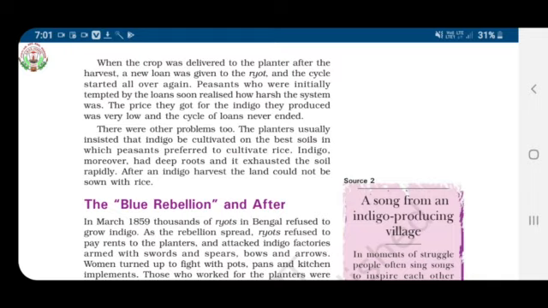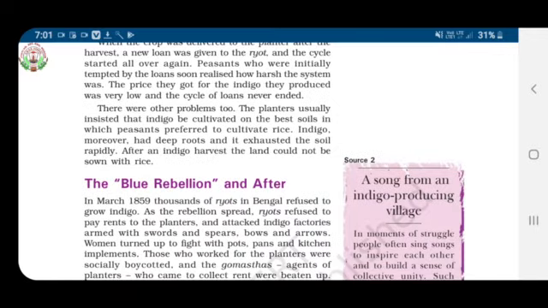Also, the cultivation of indigo required the most fertile land. The lands left were not suitable for growing other crops. Next, indigo cultivation required extra labor and time. So they did not have enough time and labor spared for food crops.